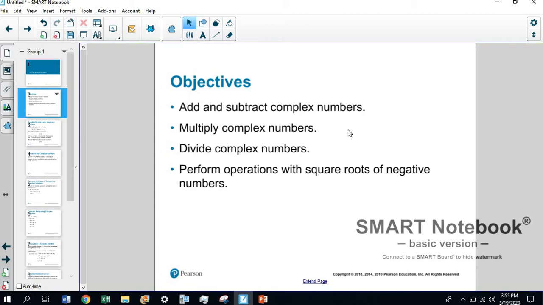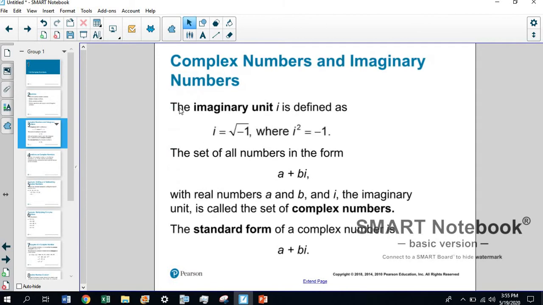So we're going to talk about complex numbers. They have their own rules. If you follow the rules, they're easy. Okay, so let's talk about what those rules look like when we add and subtract first.